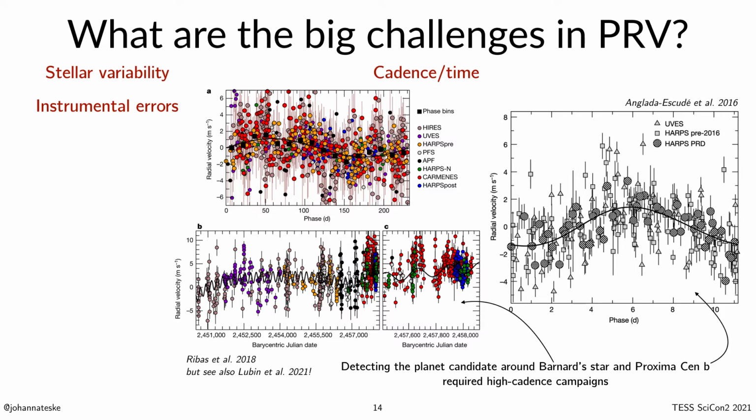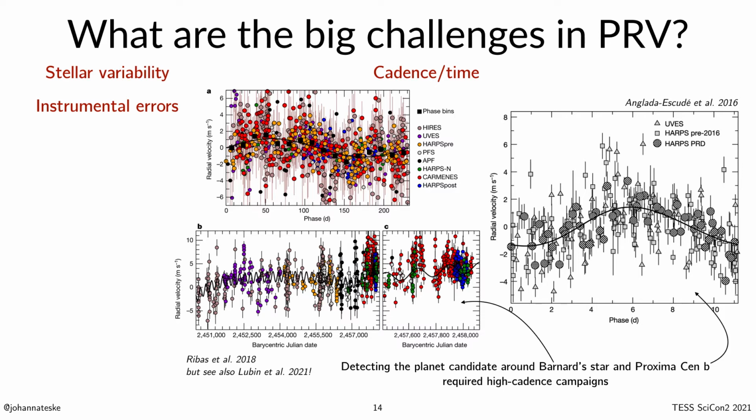Then there's just the time it takes to make small amplitude detections, especially at longer periods. So here are two examples of detections of small planets, Proxima b, and at least a planet candidate around Barnard's star, although you should see this new paper by Lubin et al. But in both of these cases, they needed really high cadence campaigns, observing the stars every night or multiple times a night for weeks on end.